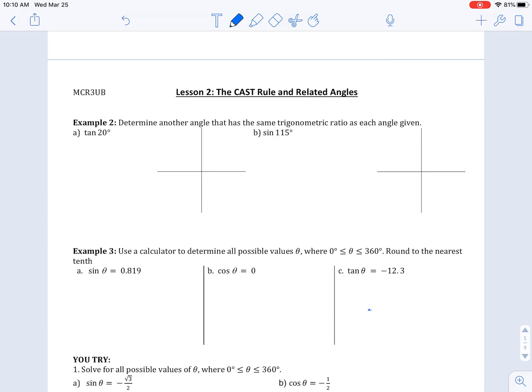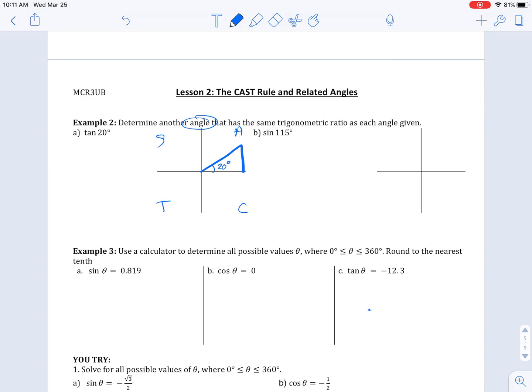Okay, next question is a bit different, although similar concepts. This one says determine another angle that has the same trig ratio as each angle given. So tan of 20. So if I draw 20 degrees, let's say that's 20. Where else am I going to have a ratio? It doesn't say what is the ratio. It says determine another angle that has the same ratio.